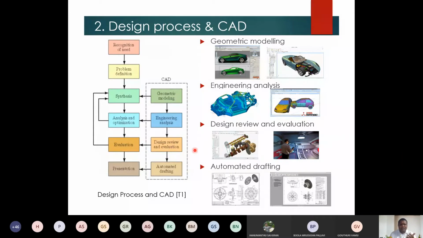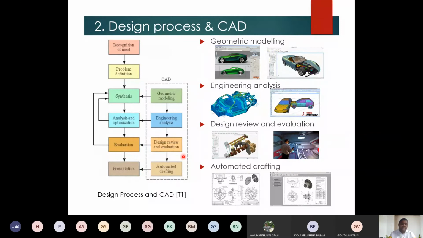If you find any mistake here, there is a feedback process which goes to the synthesis, which means the design engineer has to work on the geometric model again, modify it, and all these things continue. Once the evaluation is done and all the analysis checks are done, if the product is successful, then you can go for automated drafting, where different production drawings can be automatically generated from the 3D model, after finalizing the 3D model, of course.